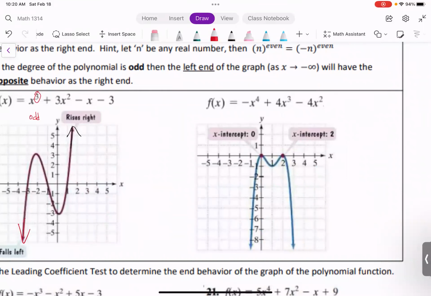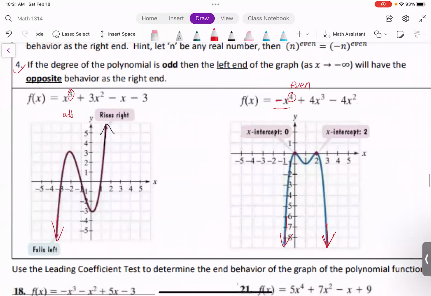Next example, f of x equals negative x to the fourth, and so on. For the rest of the terms, I don't need to worry, because the left and right ends only focus on the leading term. So the leading coefficient is negative. We have a negative sign here. Then the right end is going down. Look, the power is 4. That's even. Even means the same. So if the right end is going down, the left end is also going down, so it falls on the left.